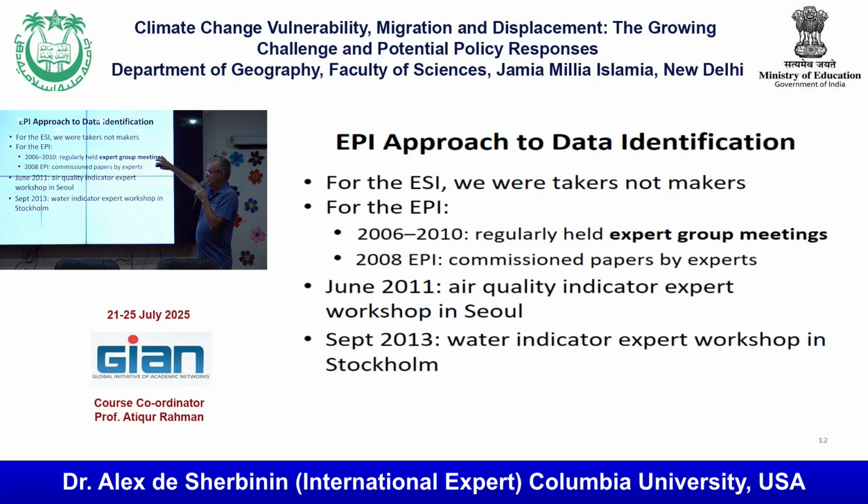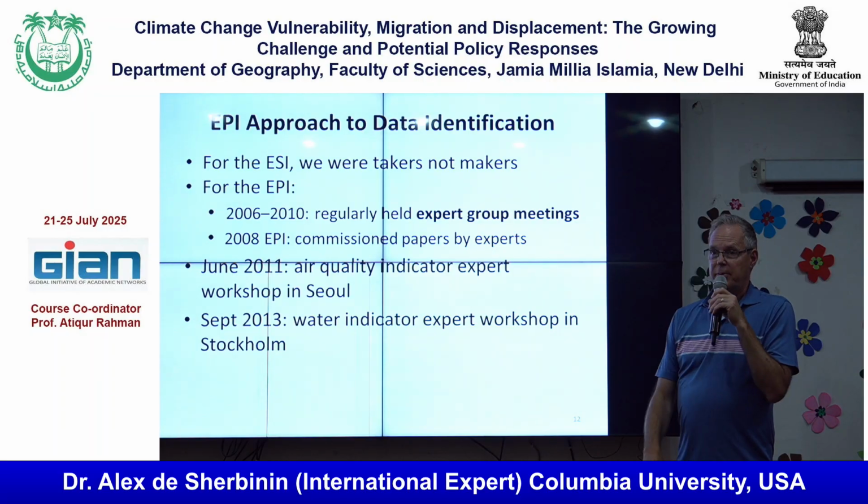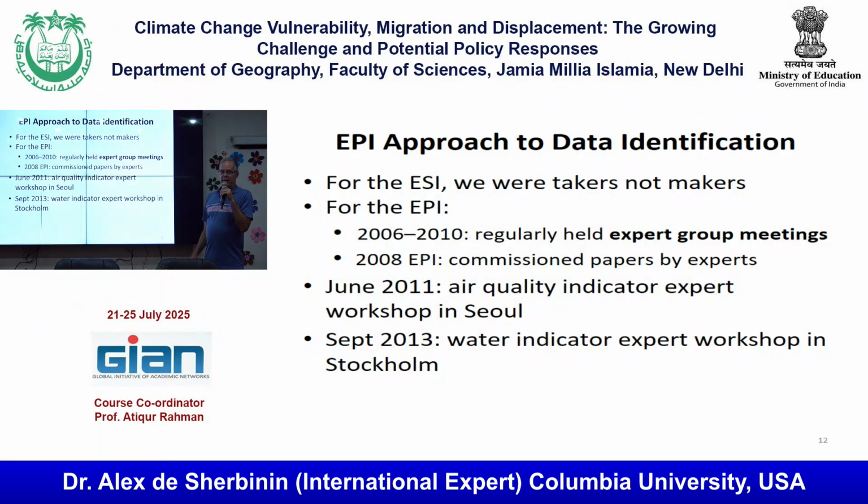And when we moved to the EPI, instead of being takers and not makers, meaning we basically could only compile for the ESI those data that were already publicly available globally. And we would pull from the World Bank, we'd pull from the World Resources Institute, we pulled from other sources. And starting in the EPI, we started regularly holding expert group meetings to try to find out where the science was moving in different areas. We commissioned papers by experts.